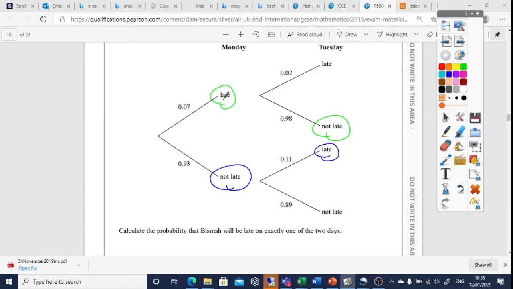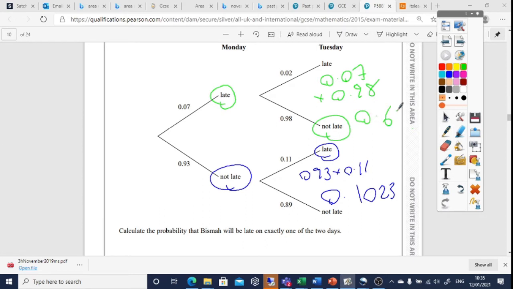So if we do not late and late, the ones in blue, it's going to be 0.93 times 0.11, which gives me 0.1023. And if I do it for the green one, it's 0.07 times 0.98, which equals 0.0686. I've got to add them together, 0.1023 plus 0.0686, which gives me the probability of 0.1709.